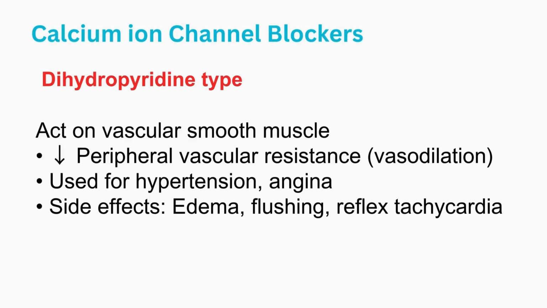It dictates how you use them. Got it. Okay, let's zoom in on the dihydropyridines first. Vasodilation, lower resistance. Where are we typically using these? Main uses are hypertension, so high blood pressure, and angina, that chest pain from lack of blood flow. Makes sense. What about the flip side, the side effects?